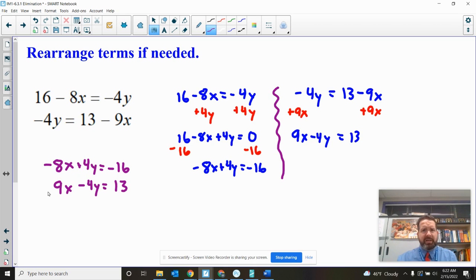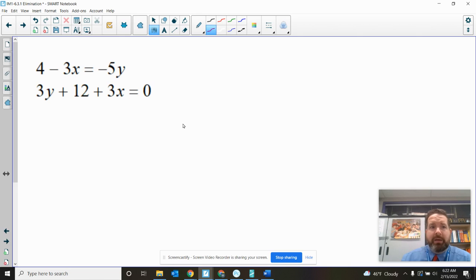Now, I don't want to finish the process here just for time reasons, but you would then add those together. You'd end up with what? x equals negative 3, and then take it from there. What I would like you to do now is a quick pause. Would you rearrange those two equations so they're in standard form? Unpause when you're ready to check things.